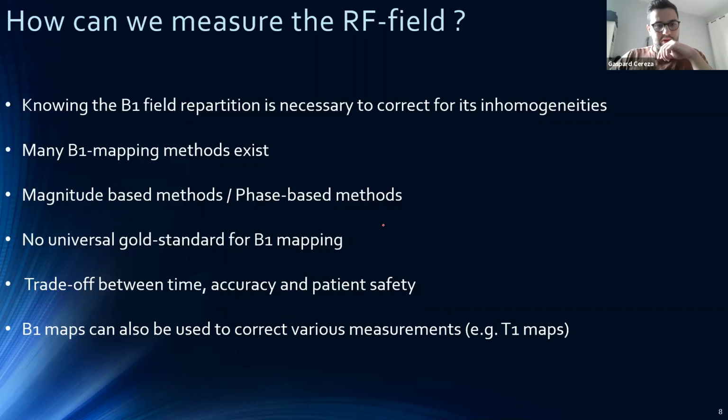B1 maps can also be used to correct various measurements, for example, T1 maps. When we do T1 maps, the values that we find for T1 for different tissues will depend on the B1 values. So having different B1 values across the field of view will induce some error in the T1 measurements, and knowing the real B1 values will allow us to recover the true T1 values.